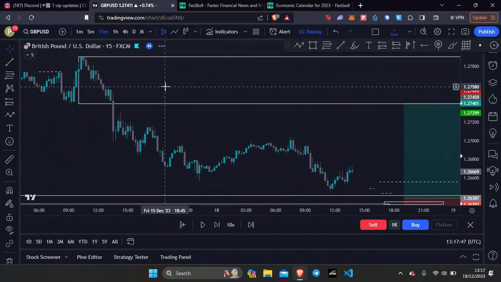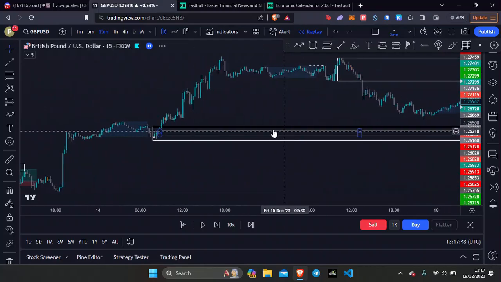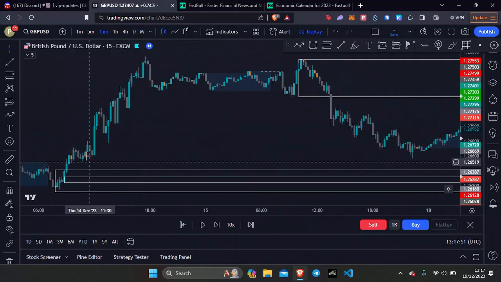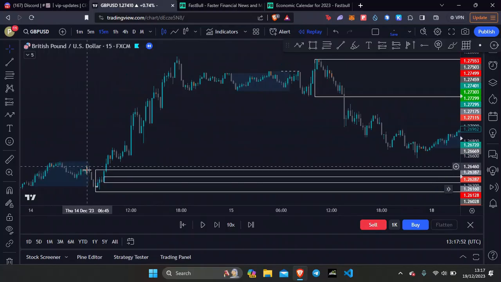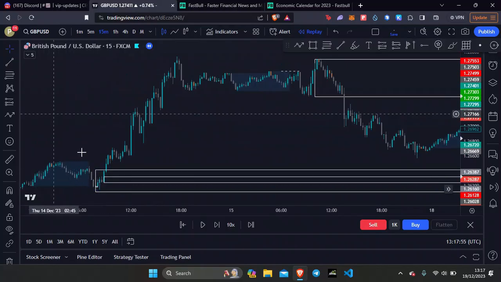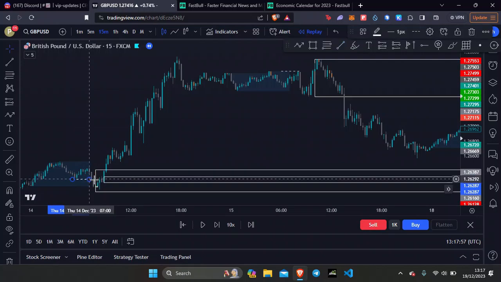Now, if we continue on that same theory, we go down to the 15-minute and we can see that similarly, there was also this liquidation event right here where price swept the lows before breaking structure to the upside.